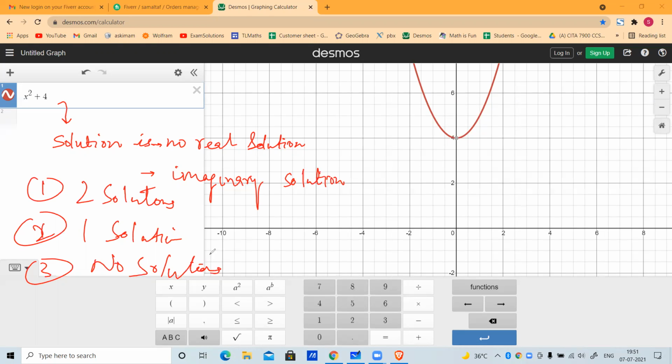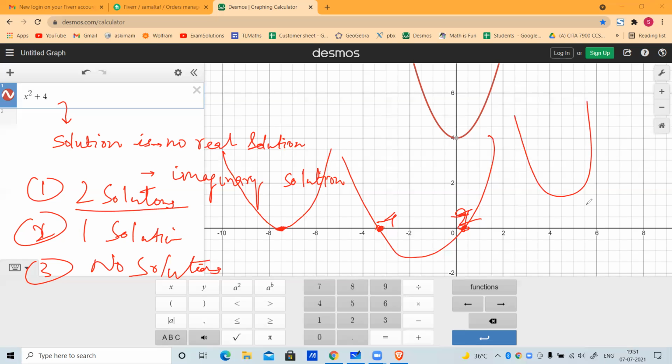What is two solutions? When it is cutting the x-axis at 2 points, as we did in the previous example, we were having -4 and -2 as the two solutions. And one solution is where it touches the x-axis, just touching the x-axis at 1 point only. No solution, it's not touching it at all. It's above the x-axis.